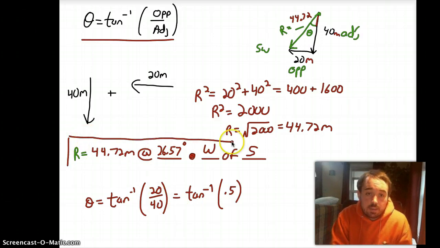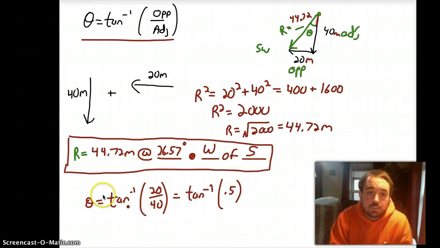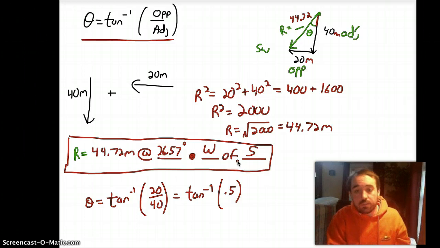So when I add a vector of 40 meters south and a vector of 20 meters west, my resultant vector, this green one right here, has a length of 44.72 meters, but is fully classified with the angle, 44.72 meters at 26.57 degrees west of south. Let's do one more, and then you're going to work on the worksheet for the rest of the period.